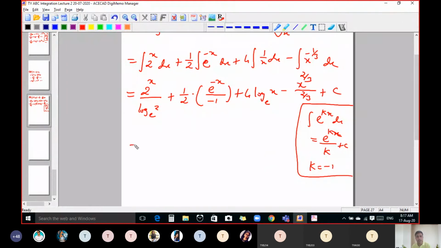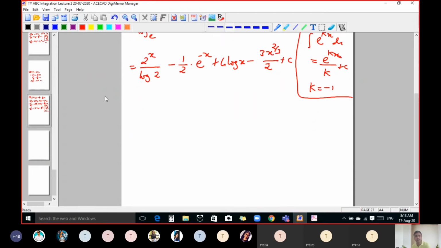And the final answer is 2 raised to x upon log 2. No need to write base e. Taking this minus sign here, we get minus 1 by 2 into e raised to minus x plus 4 log x minus, taking 3 in the numerator, 3x raised to 2 by 3 upon 2 plus c. This is our final answer. This is the answer for question number 16.